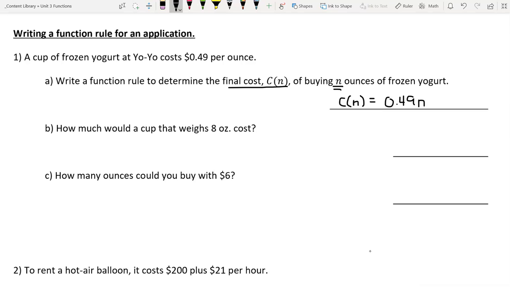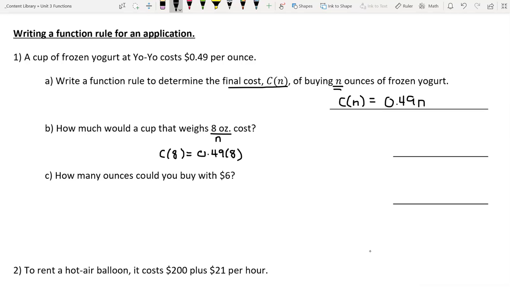Now it's the important part of how to use it. How much would a cup cost that weighs 8 ounces? So 8 ounces has to go in for n because n is talking about ounces. So this situation is I'm plugging in 8 for n.